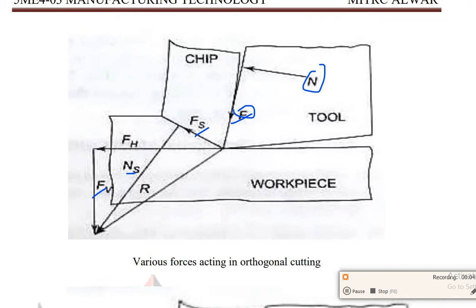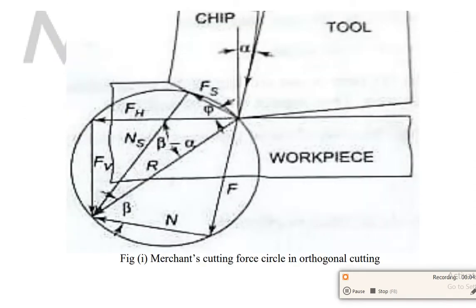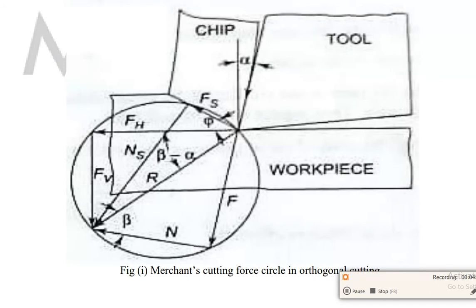Now, when the chip is isolated as a free body, as shown in the figure, we need to consider only two forces: the force between the tool face and the chip, R, and the force between the workpiece and the chip along the shear plane, R dash. In isolated condition, the force between the tool face and the chip, R, should be equal to the force between the workpiece and the chip along the shear plane, R dash. They should be in equilibrium.